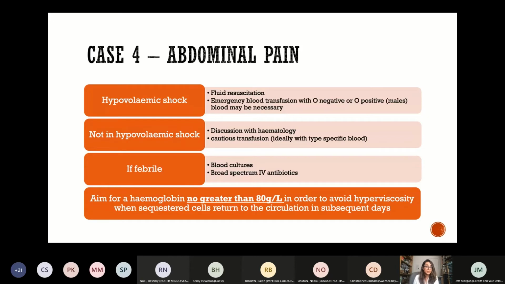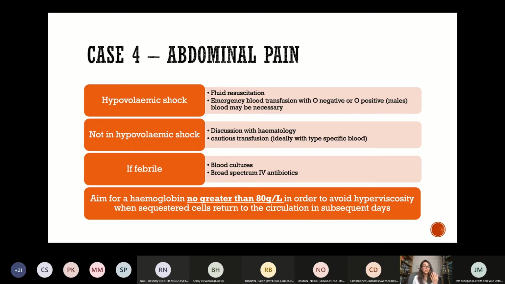In terms of management, if the child is in hypovolaemic shock, we need to fluid resuscitate. So they'll need fluid resuscitation and emergency blood transfusion with O negative blood if necessary, if they're not known to you. Or you can give them O positive in males if you need to transfuse them really quickly.